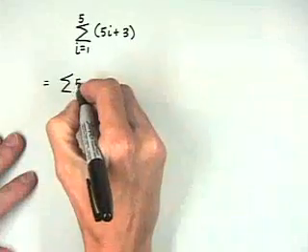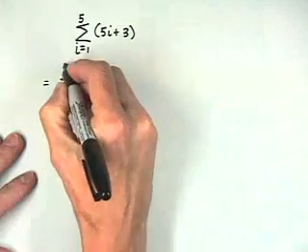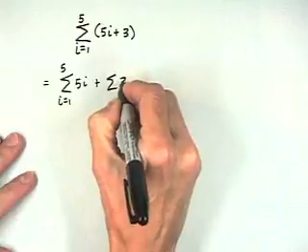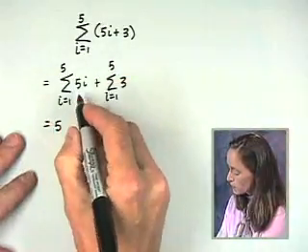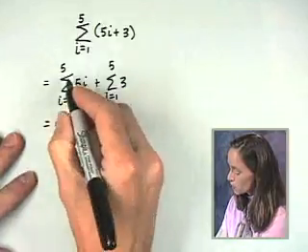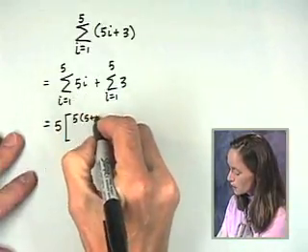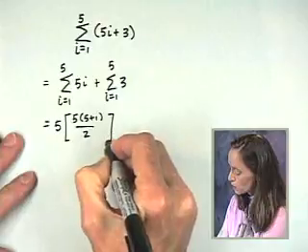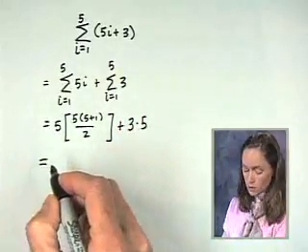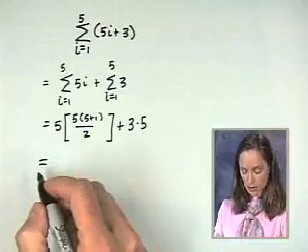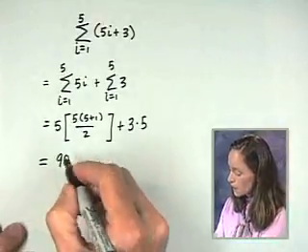Let's see how you did. The first thing we're going to do is separate this into two pieces. The sum of 5i from 1 to 5, the sum of 3 from 1 to 5. This is 5 times the sum of i, which takes the index times the index plus 1 over 2. And the last term is going to be 3 times the upper index. Simplifying that, the result is 90.